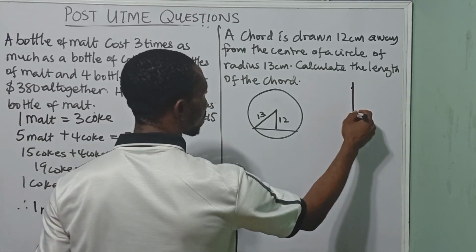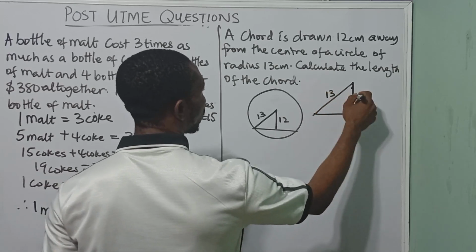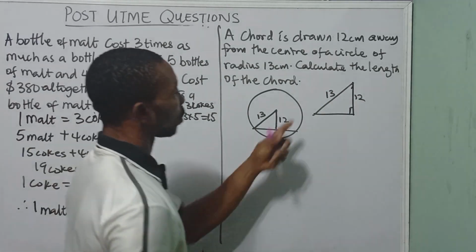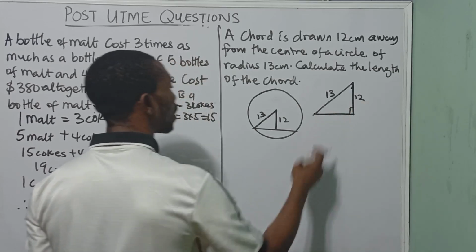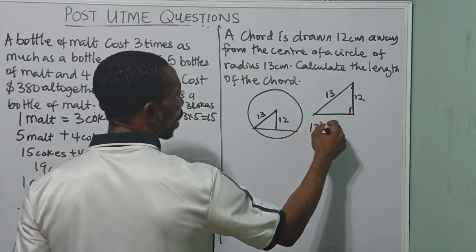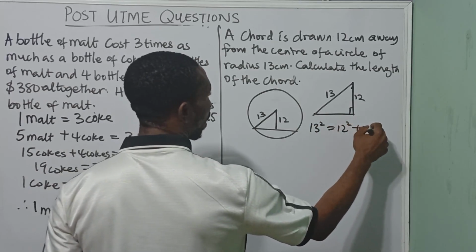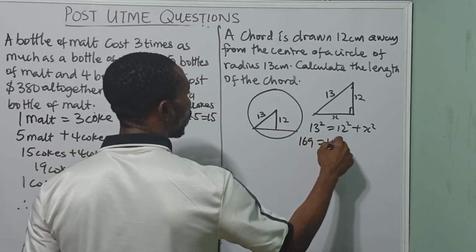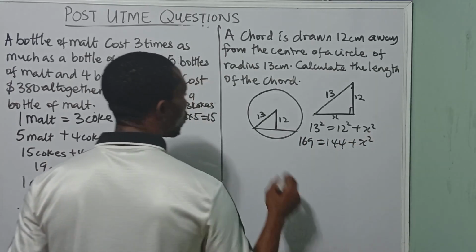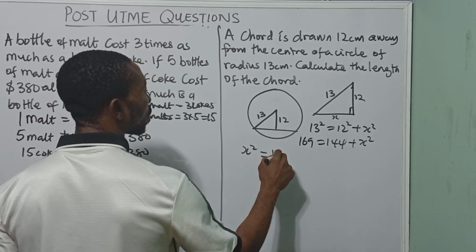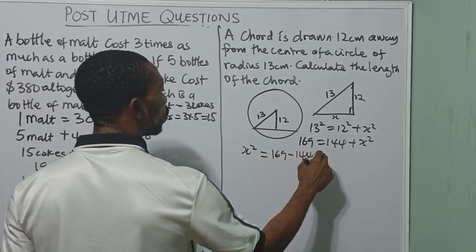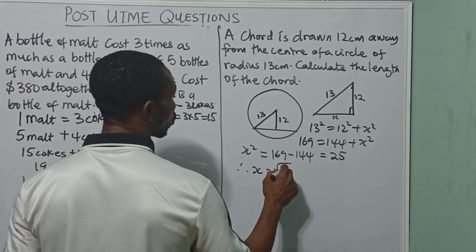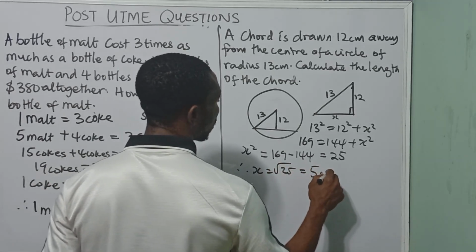So having this as 13 and 12, 90, we can now apply Pythagoras theorem that says hypotenuse squared equals opposite squared plus adjacent squared. So this becomes 13 squared equals 12 squared plus our x squared. Okay, so this will give us 169 equals 144 plus x squared. So our x squared would be 169 minus 144, which gives us 25. So therefore, x equals root 25, which is 5 centimeters.